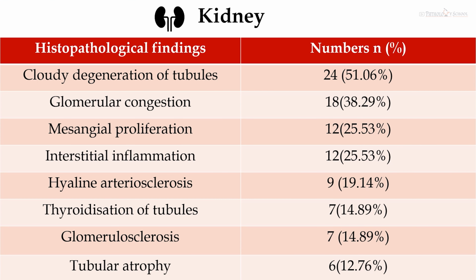Findings seen in the kidney were predominantly that tubules were more involved than glomerulus. In the tubules, cloudy degeneration was seen in 24 patients, followed by thyroidization of tubules in 7, and tubular atrophy in 6. The glomerulus showed glomerular congestion in 18 patients, followed by glomerular sclerosis and mesangial proliferation. Interstitial inflammation was seen in 12 patients and hyaline arteriosclerosis in 9.